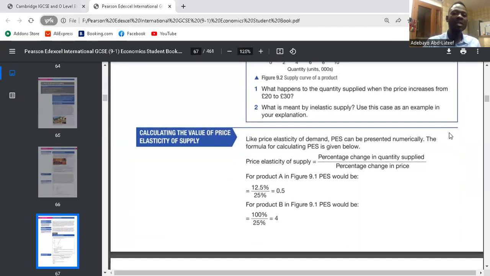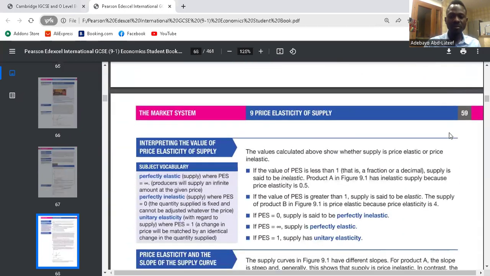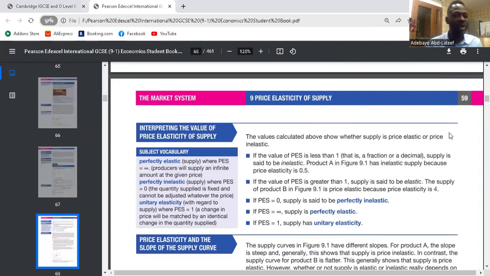Great. So we go to calculating the value of price elasticity of supply. It's the percentage change in the quantity supplied over the percentage change in price. It's the same formula as PED, but you just have to change quantity demanded to quantity supplied. Is it clear? Shall we move on? Now, as soon as we calculate, we have to interpret, yes or no? So the interpretation is this: if the value of the PES is less than 1, it means inelastic. From 0.1 to 0.9, it's inelastic.